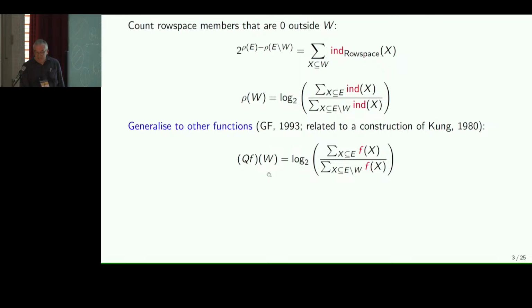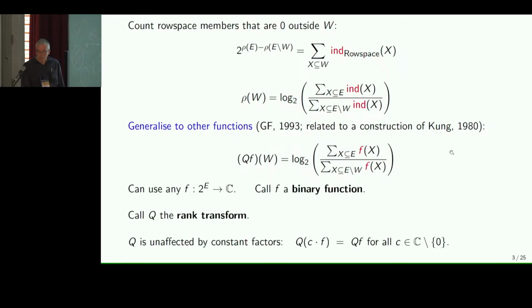It takes any binary function. By a binary function, I just mean a function defined on subsets of the ground set, which can take any complex value really, although for indicator functions of a linear space, they're just 0, 1 valued, but we consider them more generally than that. A bit of an issue over whether this is always defined, and it isn't, but we'll come back to that.